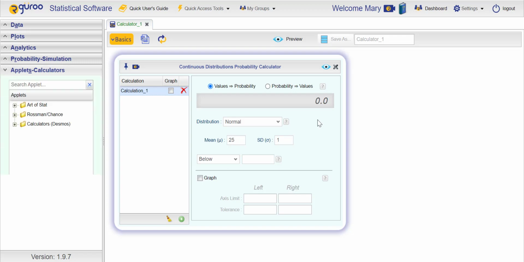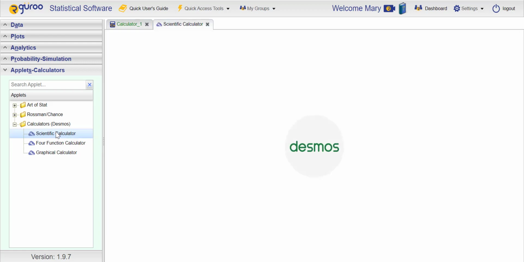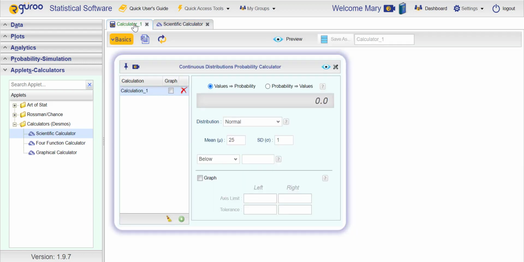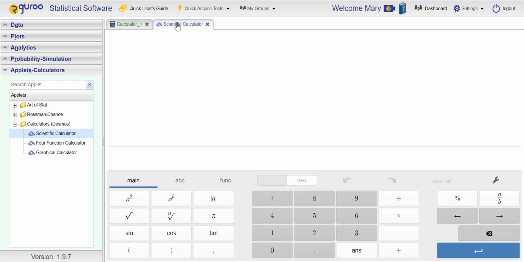On the left-hand side, you have all these different options. The last one is applets and calculators. And somewhere under the applets list, you'll see calculators. So you can see mine here, calculators. It says Desmos. So if I expand that, there's a scientific calculator, a four-function calculator, and a graphical calculator. Any of these three will work. I'm just going to click on scientific calculator. Now, my box went away, but it's still there. I can toggle back and forth between these two tabs, and I can get back to my little box there.